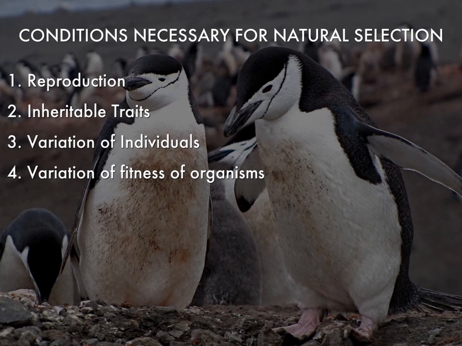There were 4 things that Darwin said needed to occur for natural selection. One of them was that there was reproduction of organisms. Two, that the traits had to be inheritable. They were passed on from generation to generation. Three, there had to be variation within the individuals of the population. And four, there had to be fitness differences in that organism population. So you definitely had to have some that were able to survive and pass on their traits and some that were not.